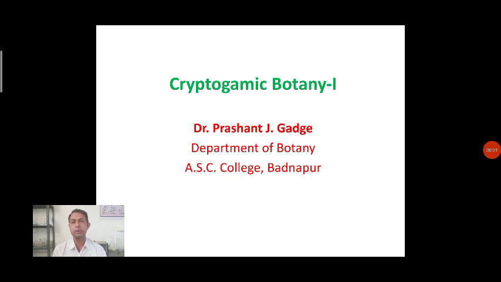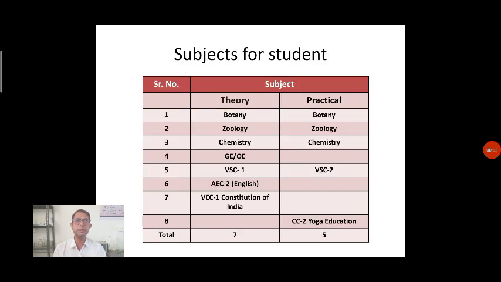In the last lecture we discussed the different subjects which are included in your syllabus. That includes botany, zoology and chemistry. We have taken the example, and in botany we are going to deal with this cryptogamic botany. So cryptogamic botany is one of the papers which is included in your syllabus. Now here you can see there will be two different types of parameters in this table. You can see theory and practical, which come under this subject.